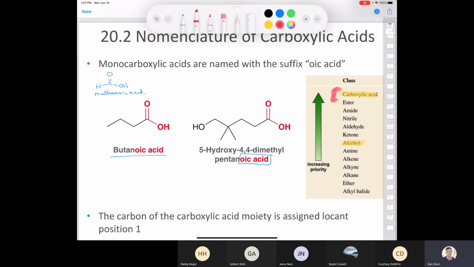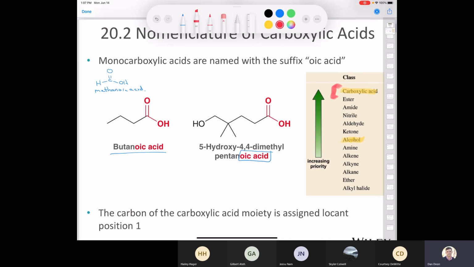So there you go. Also, the carbon of the carboxylic acid moiety, or the carbonyl carbon, meaning this one here that I'm highlighting in blue, is assigned the locant position number 1, right? And you can clearly see that that is why this is 1, 2, 3, 4 dimethyl, and then we have the 5 hydroxy out here. So the carboxyl carbon is always going to be carbon number 1 in our carboxylic acid.